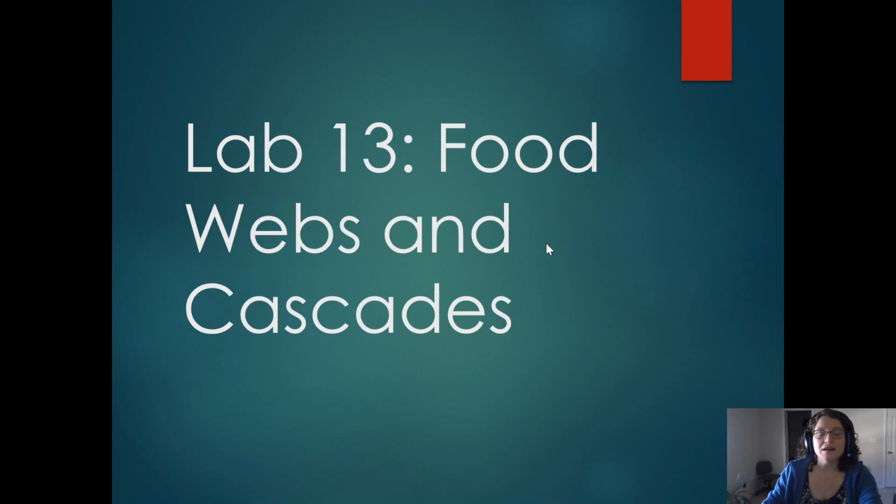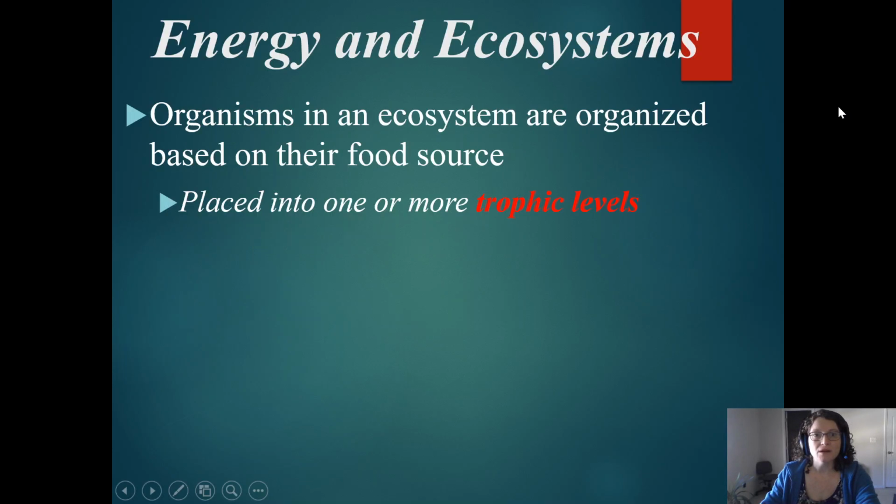All right, so Lab 13. It is a hands-on activity, and also you'll have a video to watch, okay? So overall, something that we're going to be going over very briefly in class is about how organisms in an ecosystem are organized, okay? Usually organized based on their food levels, which is known as a trophic level. Trophic is basically who do they eat, okay?